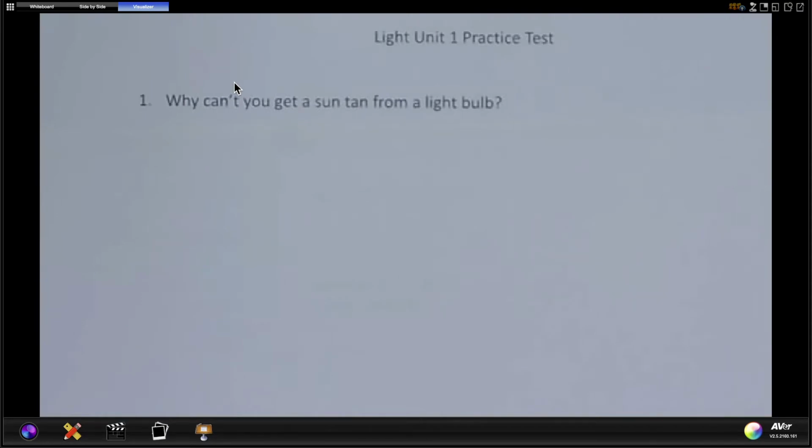And question one is, why can't you get a sun tan from a light bulb? And that's because a light bulb doesn't have any UV radiation. You have to have a special kind of light or be out in the sun in order to get a tan because it requires that UV light. And we just don't have that coming off, for instance, the lights in our room.